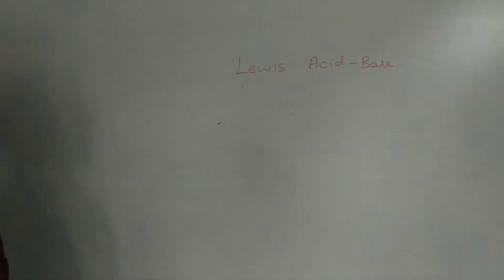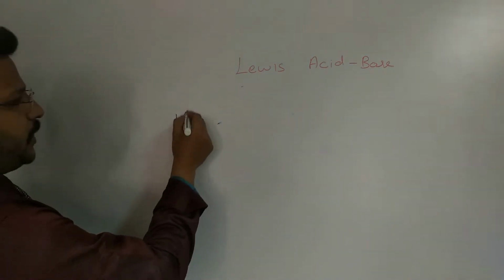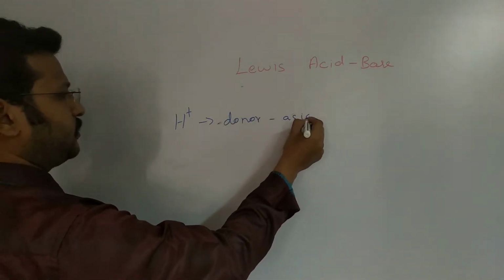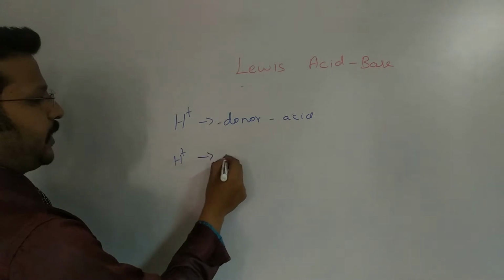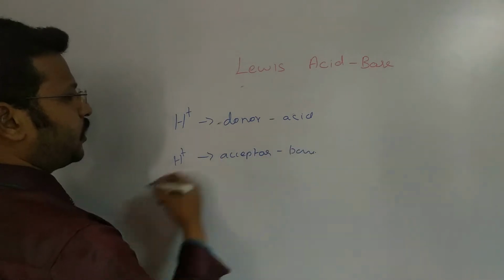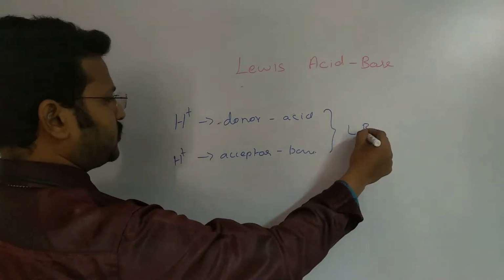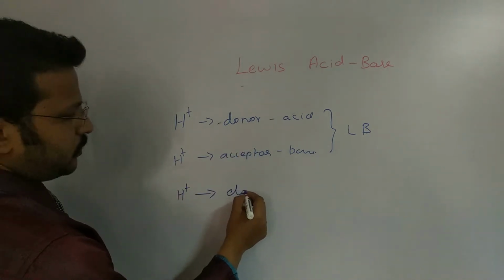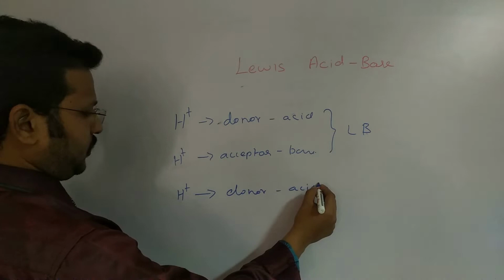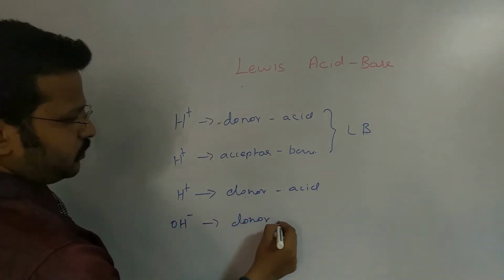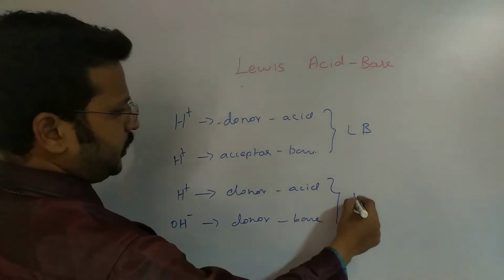So the next type in acid base is Lewis acids and bases. If I have H plus, I can identify the H plus donor as acid and the H plus acceptor as base, according to the Lowry-Bronsted concept. And an OH minus donor is a base according to the Arrhenius concept.